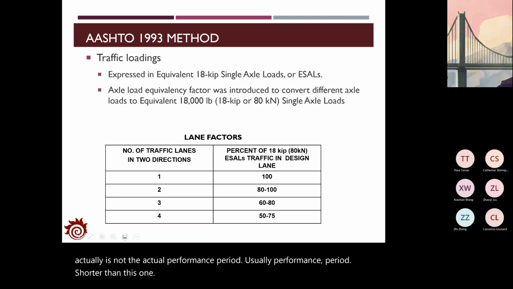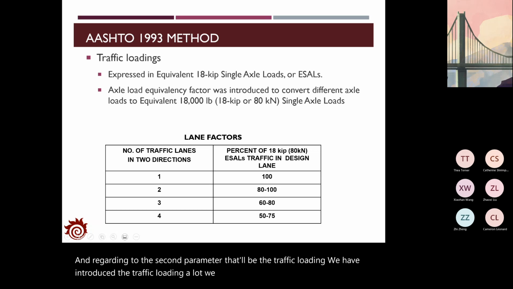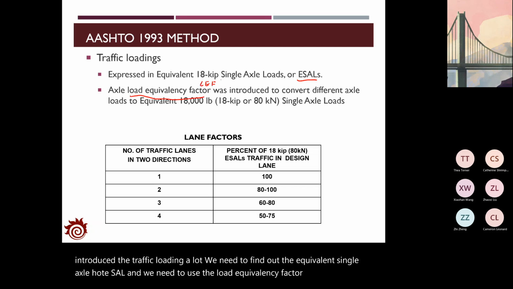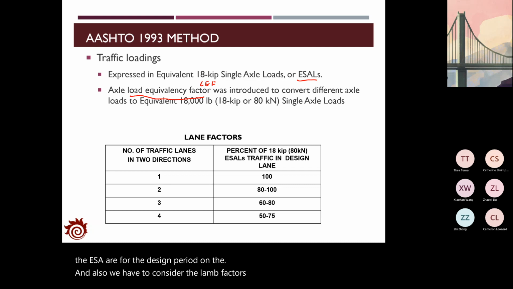And regarding the second parameter, that will be the traffic loading. We have introduced the traffic loading a lot. We need to find the equivalent single axle load, ESAL, and we need to use the load equivalency factor, LEF, to find the ESAL for the design period. Also we have to consider the lane distribution factors, the directional factors, and so on.